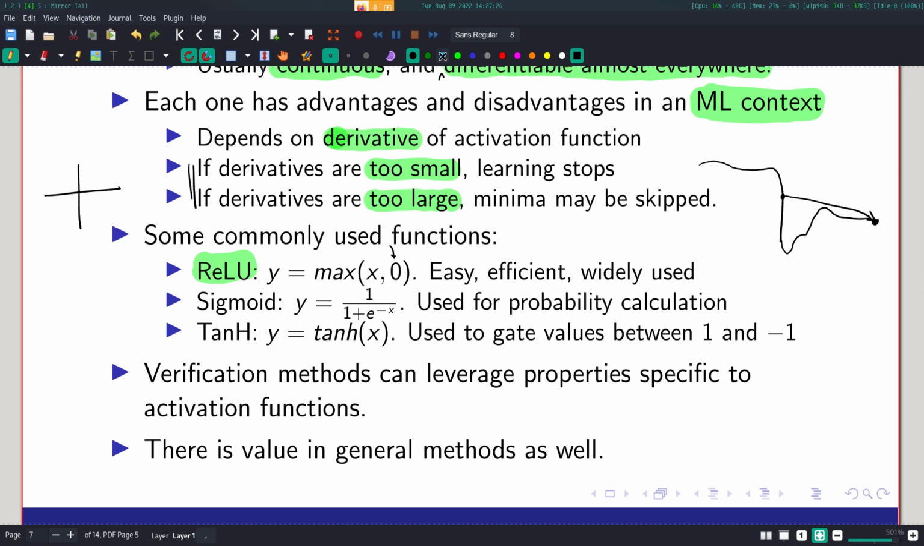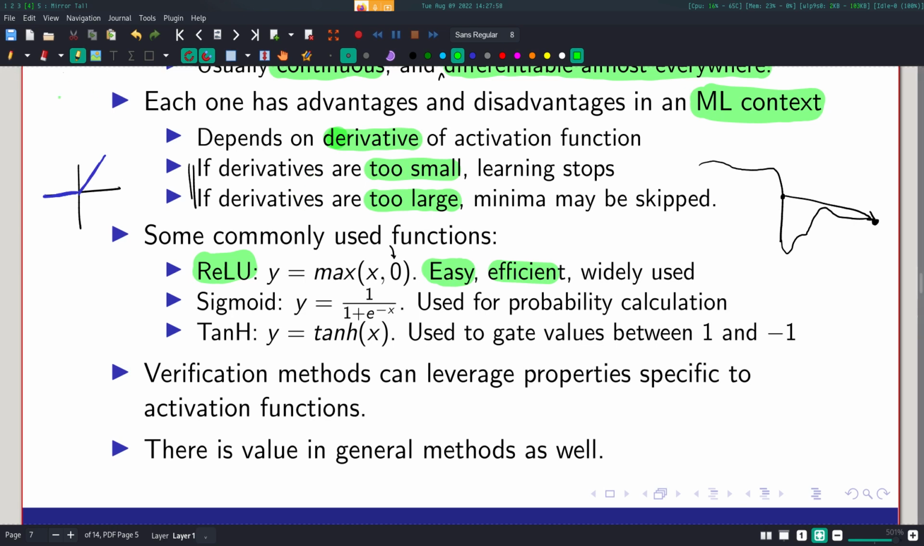So you're going to have 0 over here, and then it's just going to be identity over here, right? So the good things about this is that it is actually very easy to implement, and it's very efficient to learn. Because of these two things, it is used very widely. It's also really an interesting function for us because the resulting neural networks have a certain special property which allows us to analyze them easier from a verification perspective.